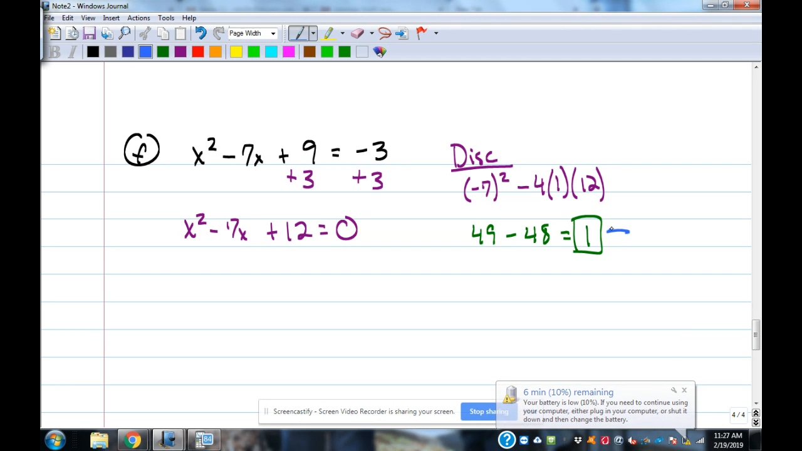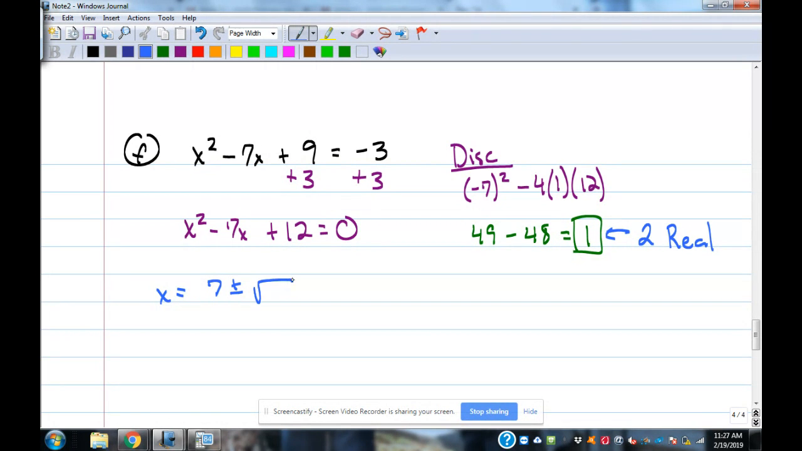So that tells us there's 2 reals, right? Because that's positive. But it's also a what? 1 is a what kind of number? It's a perfect square. So that means it's going to work out real nice on this because we can take the square root of 1 in our quadratic formula. So negative b, so 7 plus or minus the square root of 1 over 2 times 1. So that'd be 7 plus or minus 1 over 2.